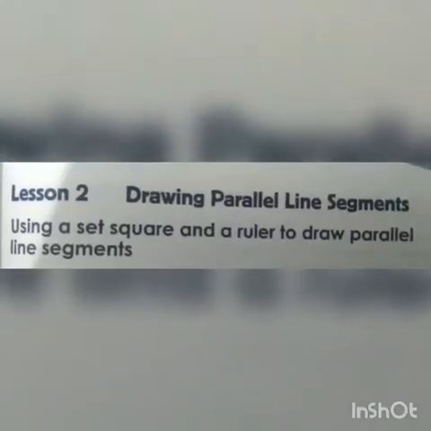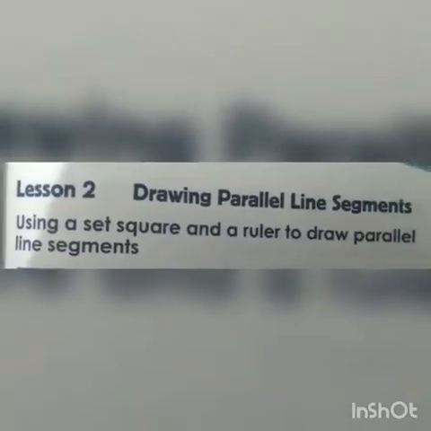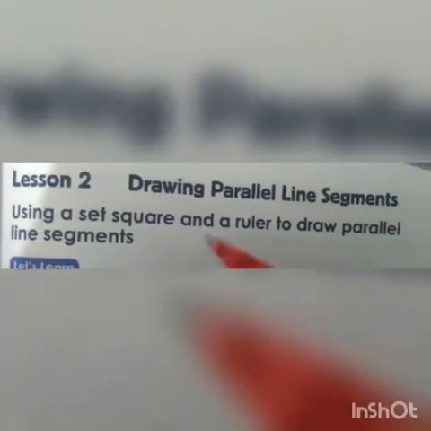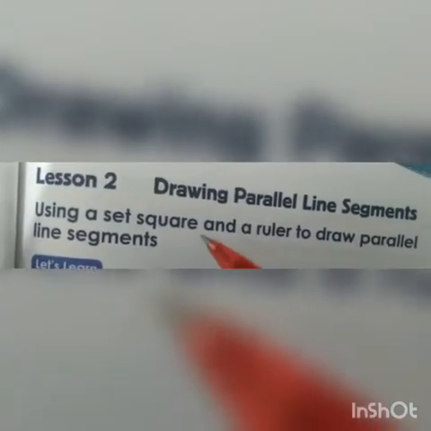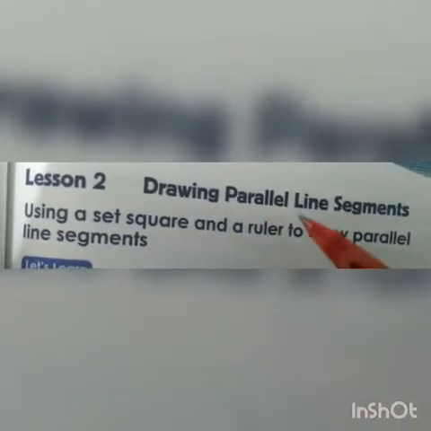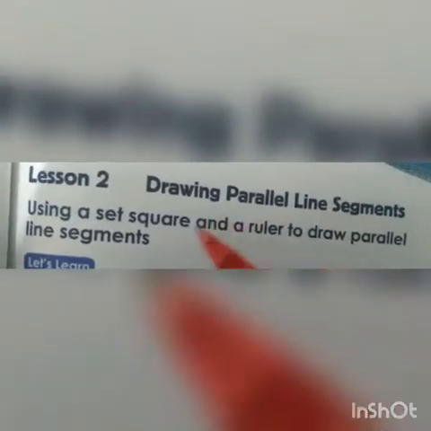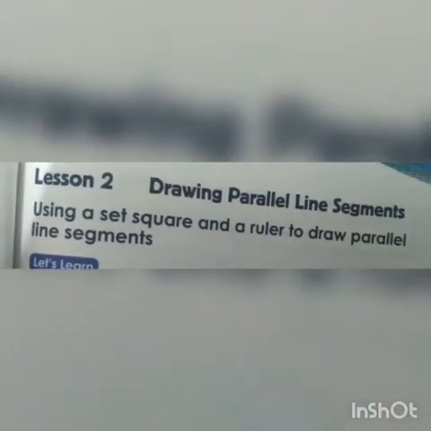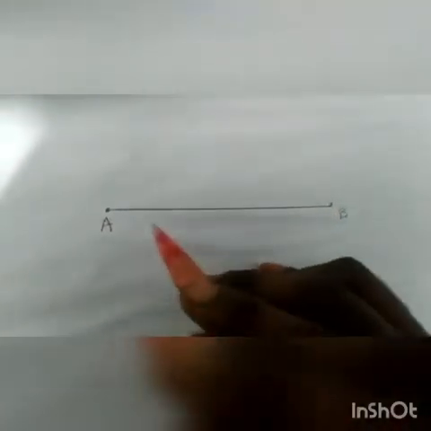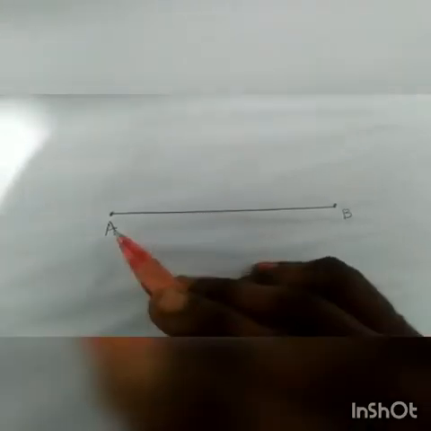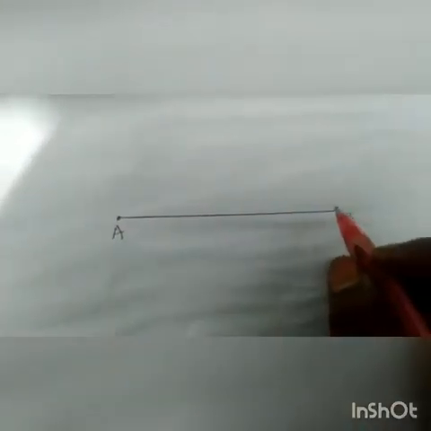Next, drawing parallel line segments. To draw parallel line segments, we have to use a set square and a ruler. Here we cannot use a protractor to draw a parallel line segment. We have to use only a set square and a ruler. Draw a line segment like this. We can name this A, B. We can use any letter to mention the line segment. I represented it as A and B.